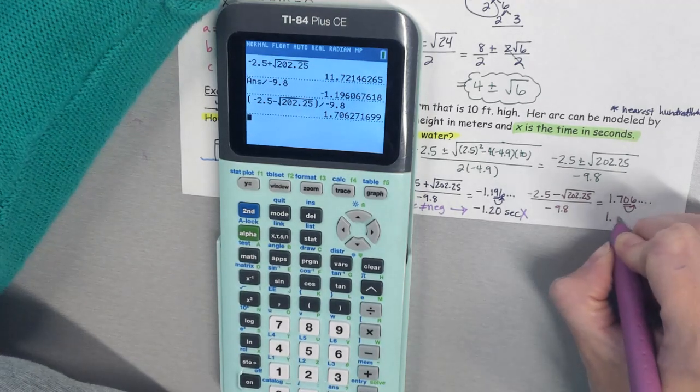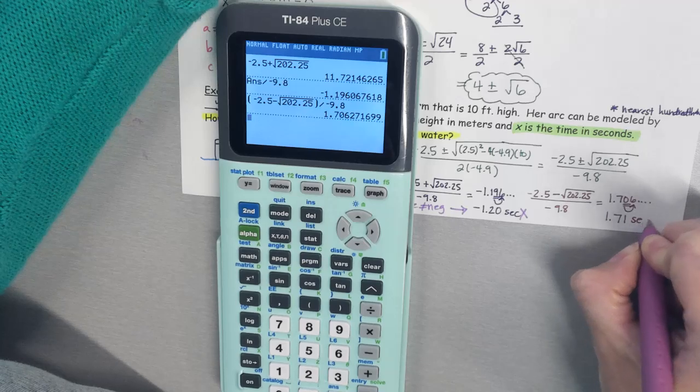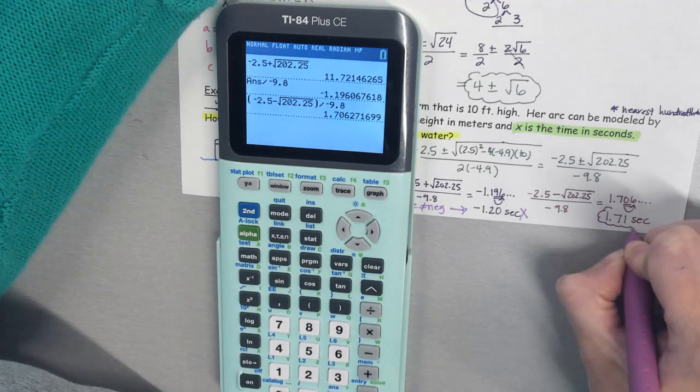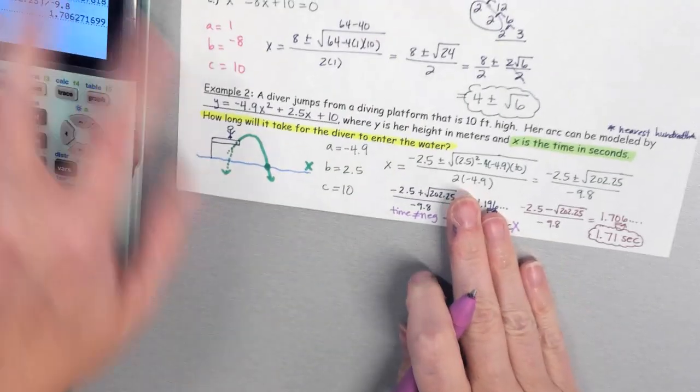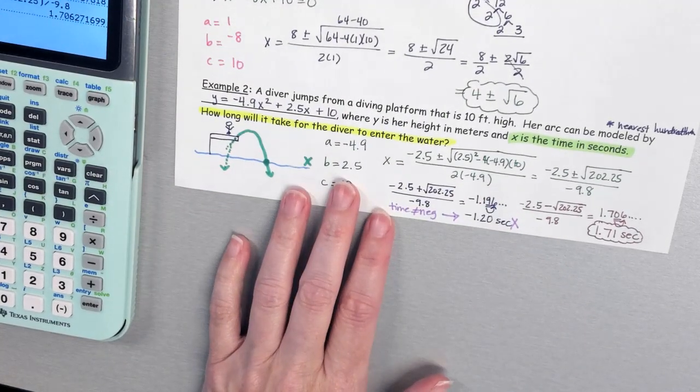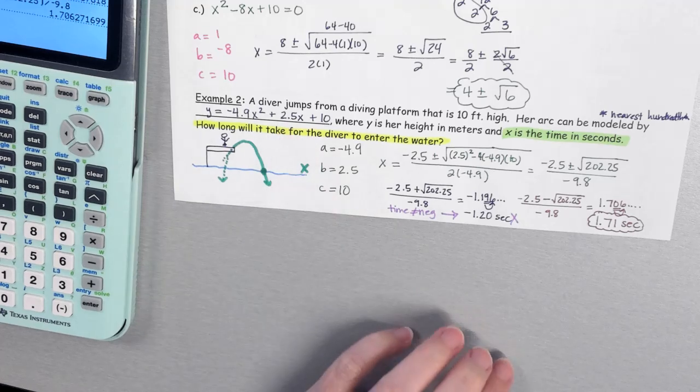So then your final answer is going to be 1.71 seconds. Okay, so that's how long it takes her to hit the ground based on this given equation.